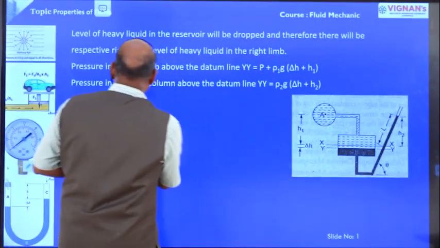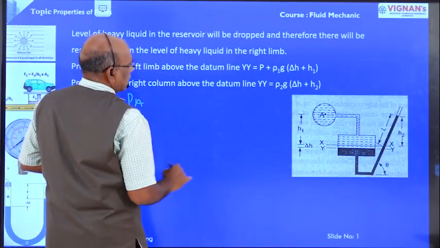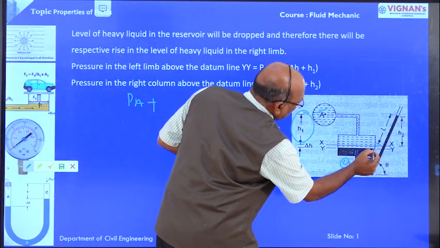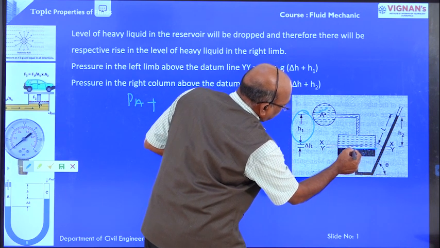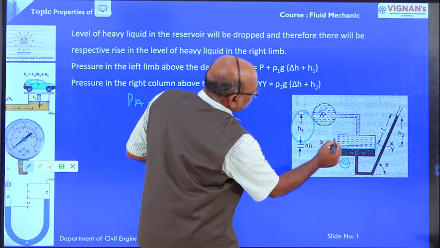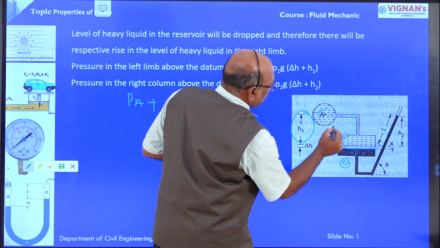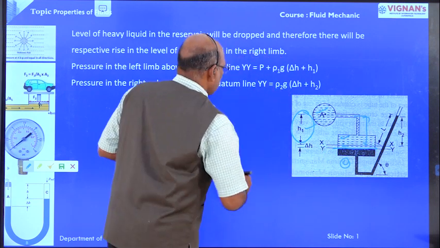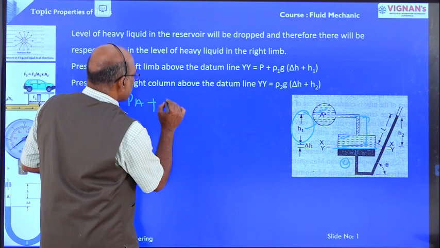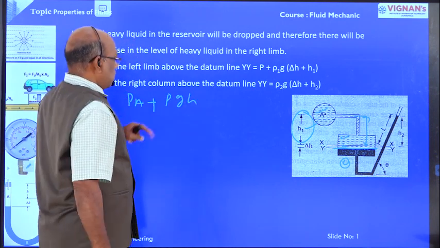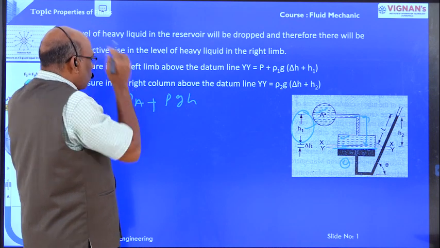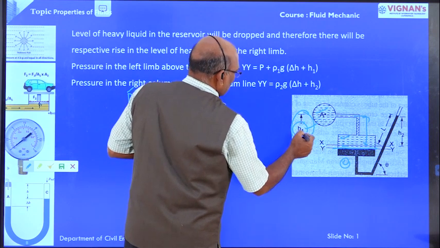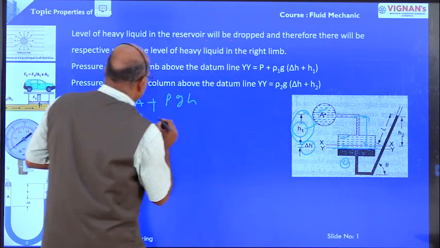One is PA, that is the pressure at point A, plus the liquid column after connecting the pipe, that is moving at a distance of delta H. So this is a liquid column, this is also a liquid column. From this point to this point is H1, this is delta H. Therefore, what is the standard formula for pressure? Rho G H. Left side pressure is equal to the pressure at point A plus the pressure because of this column plus this column.